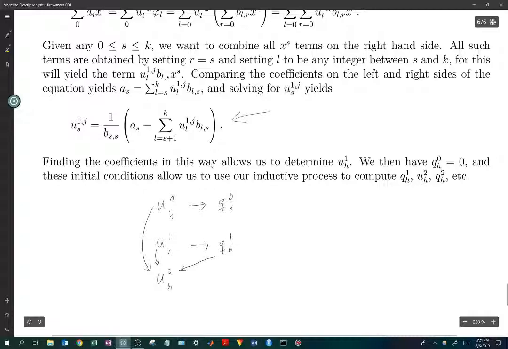And then once you have UH2, you can get QH2. And then you can continue this, because for UH3 you need UH2, UH1, and QH2, and then QH3 you just get from UH3. And that's your process. From this point on, you're good to go. And that's how you find all of the UHs and all of the QHs for all of the discrete time points. And so now you've got a running code. The last thing that we have to do here is actually implement it in MATLAB. And that's what we're going to talk about in the next video.